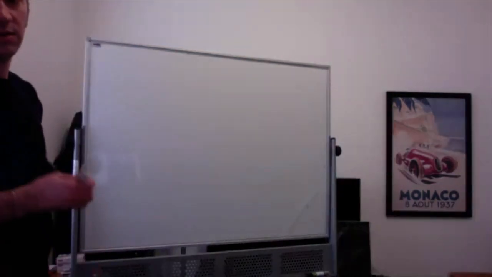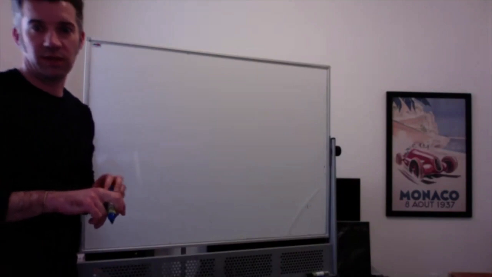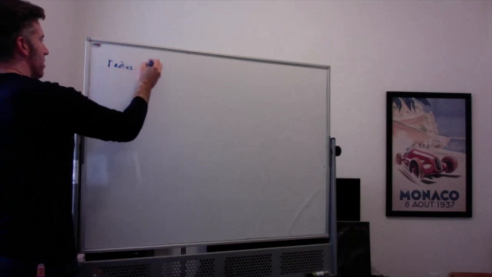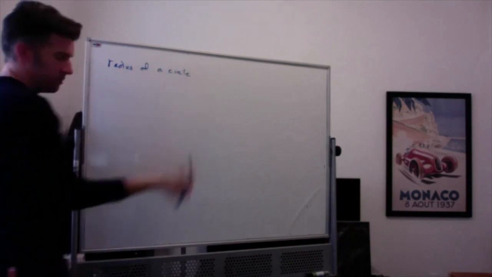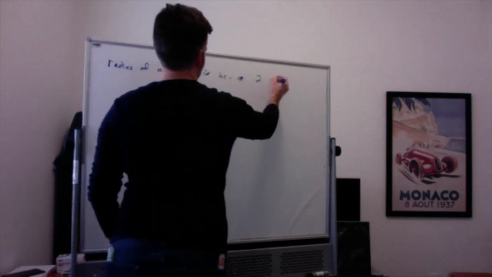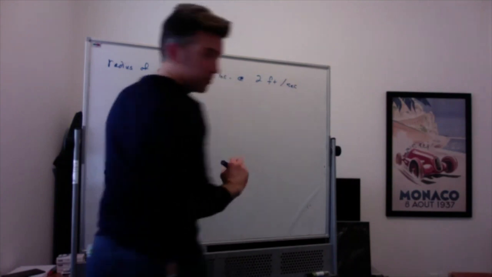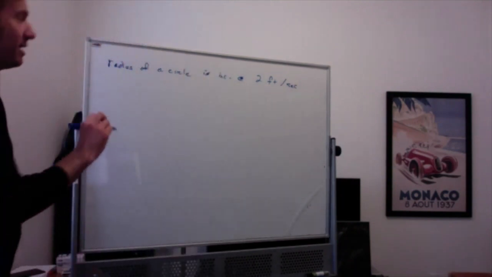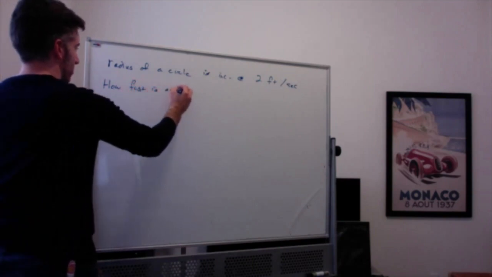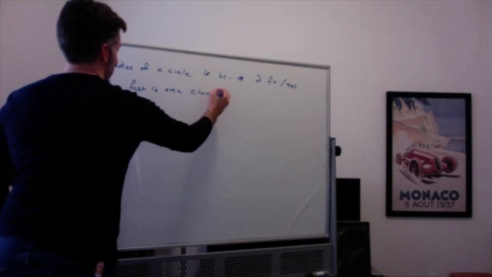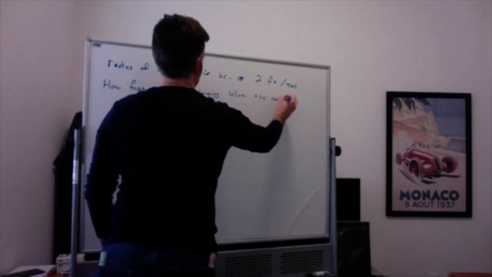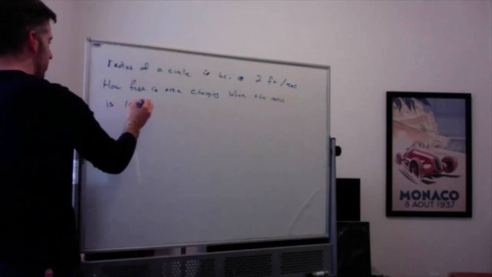Let's do a basic example. So suppose the radius of a circle, and imagine you've seen an example like this already, it's okay, is increasing at 2 feet per second. How fast is the area changing when the radius is 10 feet?